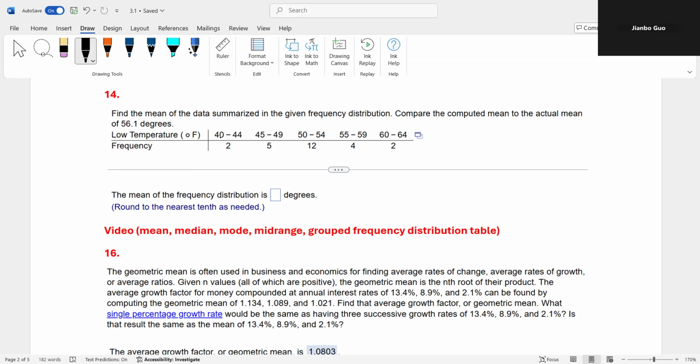How do we understand this grouped frequency distribution table? It means there are 2 values that fall between 40 and 44 in the data set. We have 5 values that fall between 45 and 49, and so on. How do we find the mean?